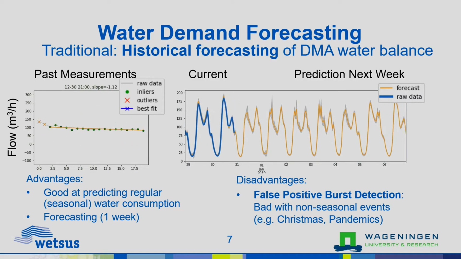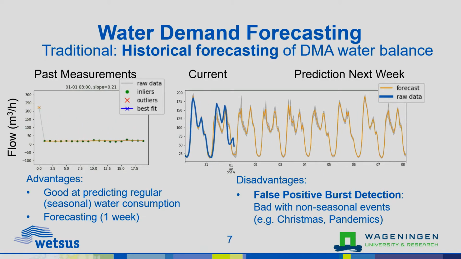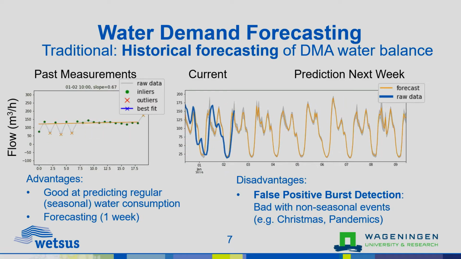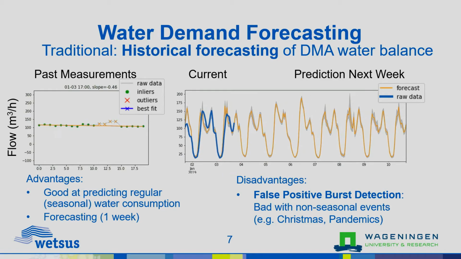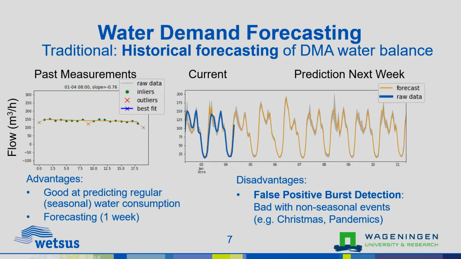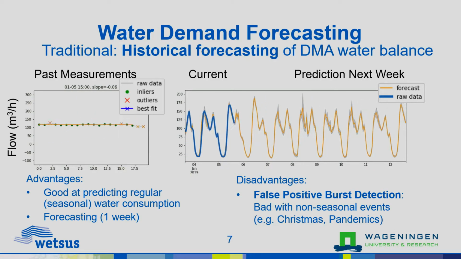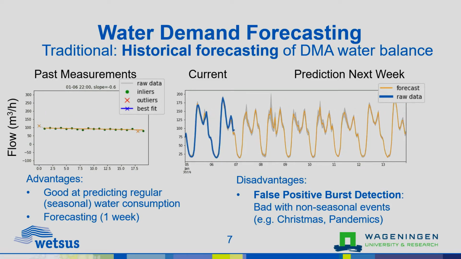So this method is quite strong at the regular water consumption, but this method struggles a little bit dealing with deviations from this regular, so non-seasonal events as we call them. And Christmas is one you might see coming, but how will a pandemic affect the water demand? Or maybe with certain weather conditions, people use water in a different way. So there are a lot of factors influencing this, and they all influence us in a different amount.